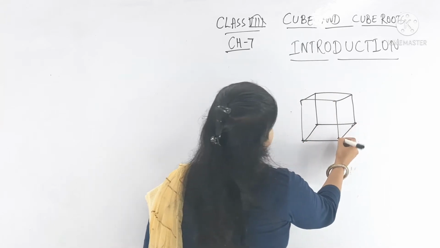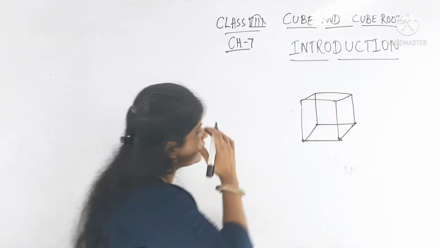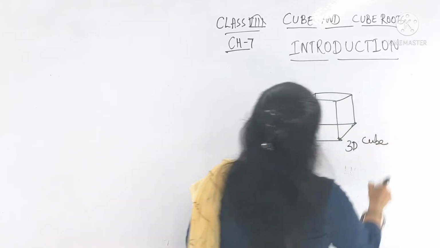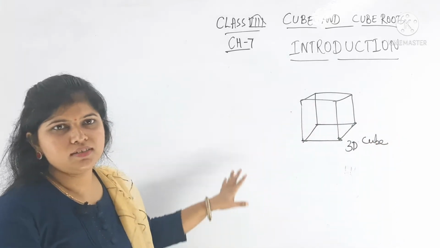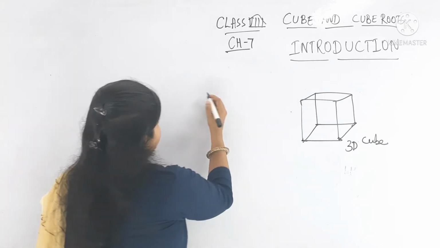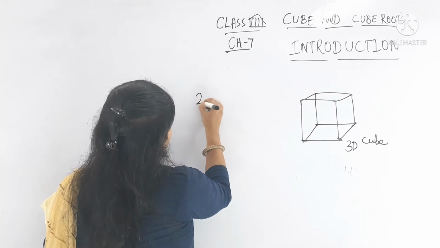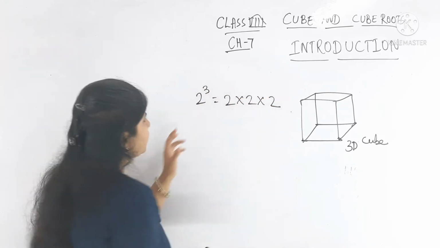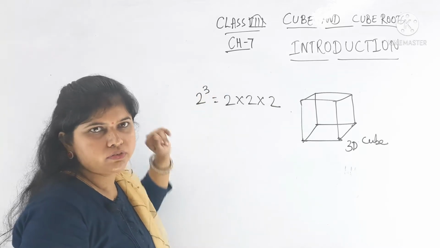This is the 3D cube, right? This is the 3D cube. But here, this is not the geometry, this is the algebra part. So, cube is like 2 cube, means 3 times multiply. Here cube means raised to the power 3.